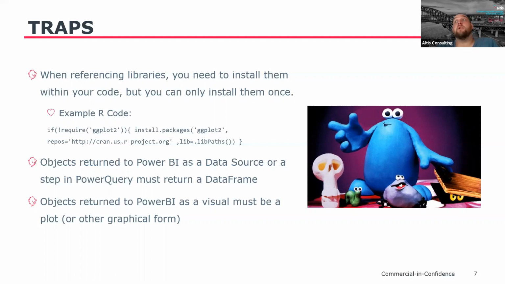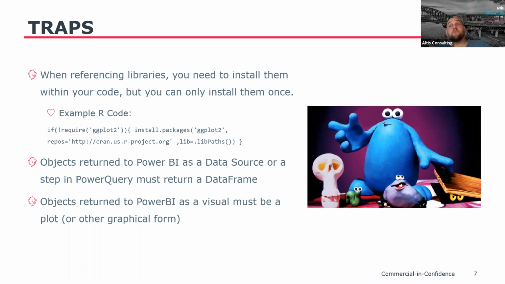Any objects that you're returning to Power BI as a data source or a step within Power Query, so our first two examples, must return as a data frame. These are very common data types within R and in Python. So you can't just return a block of text and expect Power BI to figure out what that means. A data frame is effectively a table, more or less. So have that data frame set up with the columns and all your data, and then you can access that as we saw before.